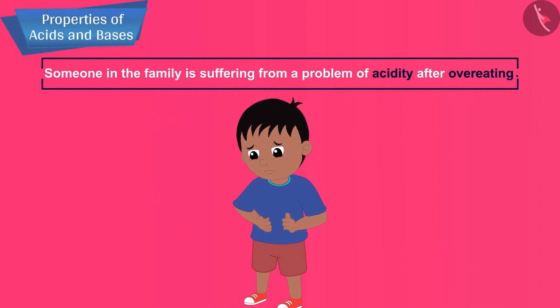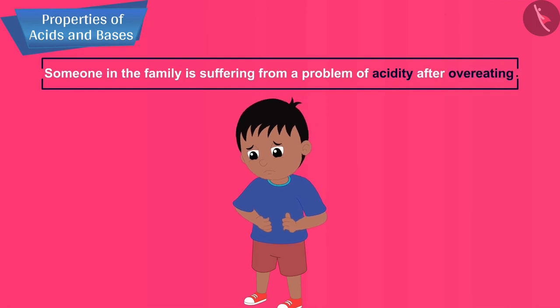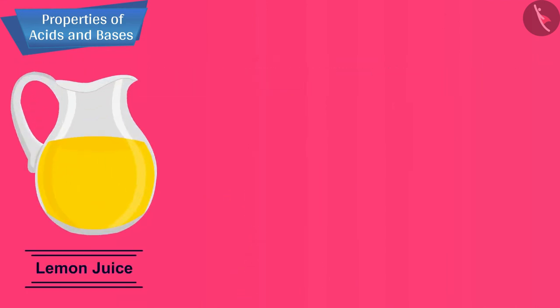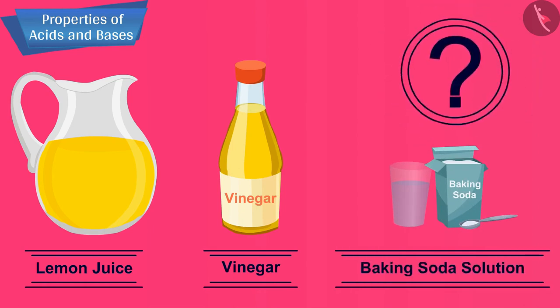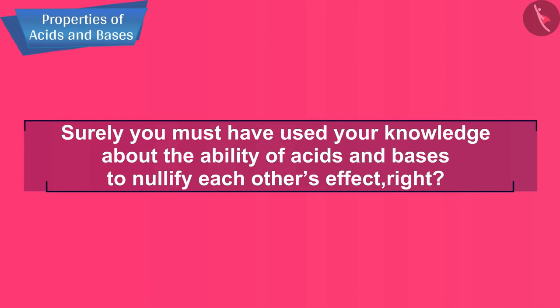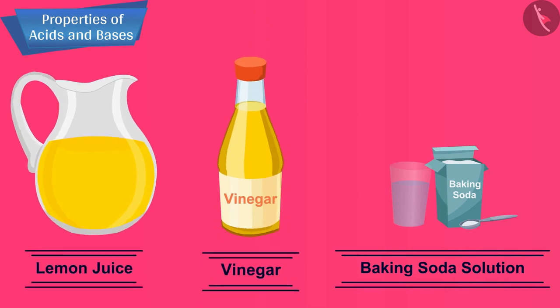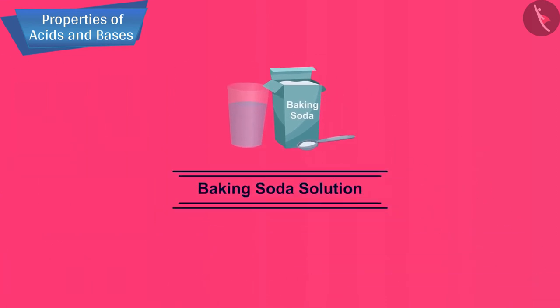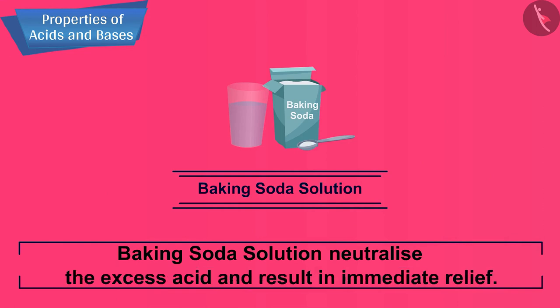If someone in the family is suffering from a problem of acidity after overeating, which of the following would you suggest as a remedy? Lemon juice, vinegar, or baking soda solution? Which property did you think of while choosing the remedy? Surely you must have used your knowledge about the ability of acids and bases to nullify each other's effect, right? And so, when someone is suffering from acidity, the remedy that you can give is baking soda solution, as this will neutralize the excess acid and result in immediate relief.